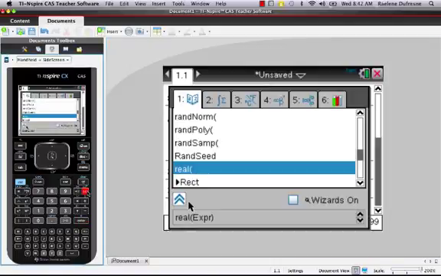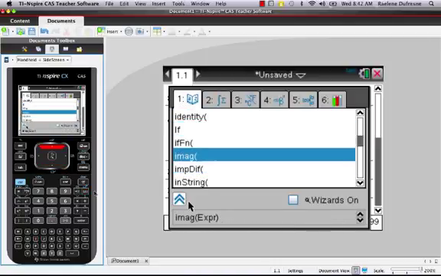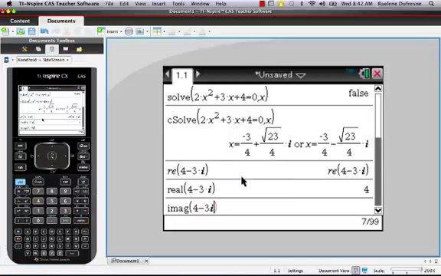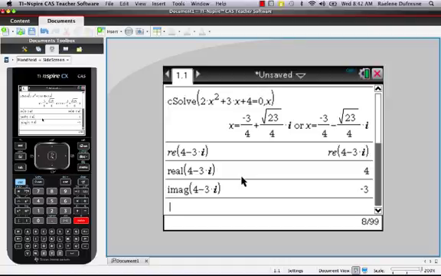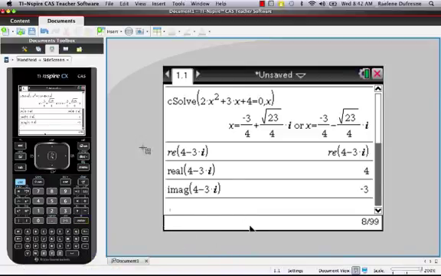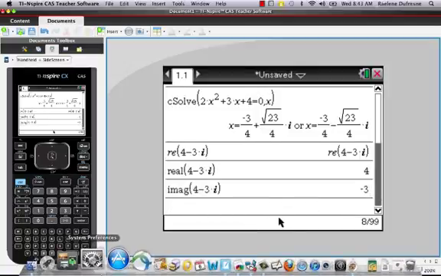Go back to the catalog and look for the imaginary operation. Go to the I and it's just imag. So we want imag of 4 minus 3i. And it just returns the real number or coefficient of the imaginary term, which is negative 3. We can also find complex conjugate, but I'm going to leave you to look for that in the catalog and see if you can't find it yourself. Okay, I'll take screen snapshots of these to go along with the lecture notes.